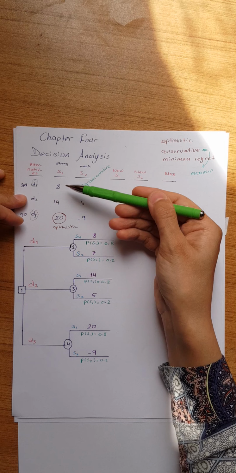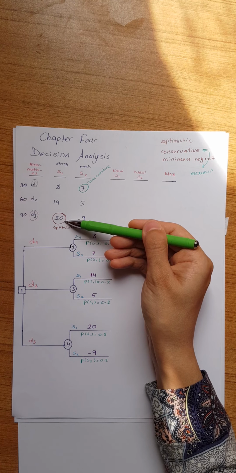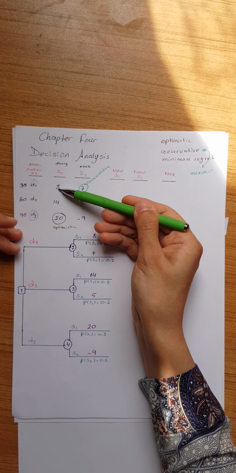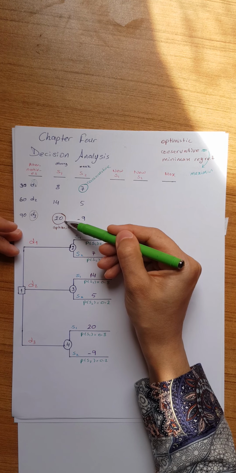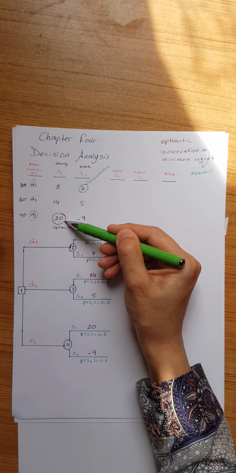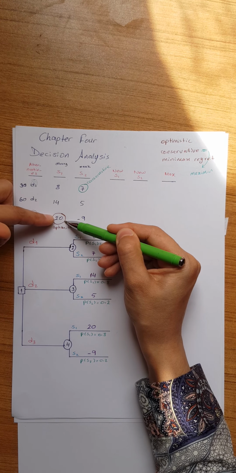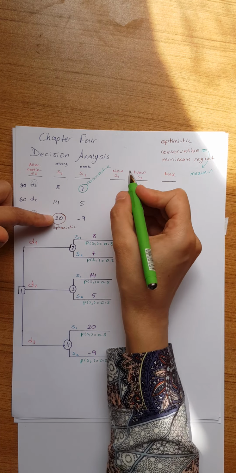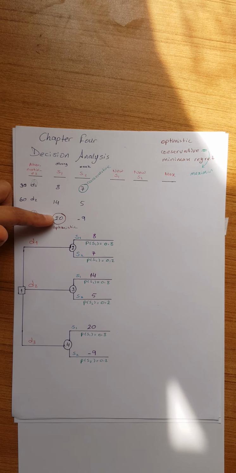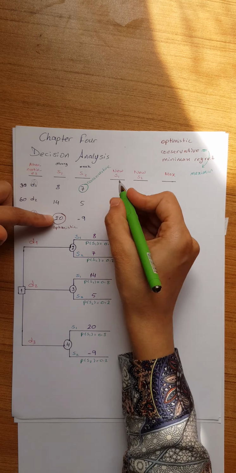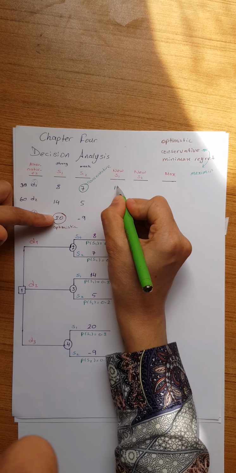Okay, for strong demand, we are choosing the highest possibility, the highest profit for that state of nature, and we are subtracting the others from 20. So here 20 is the highest profit for that state of nature. Subtract 8 from it, what will we get? We will get 14. Okay, sorry, we will get 12. We will get 12. So I'm writing 12 here.